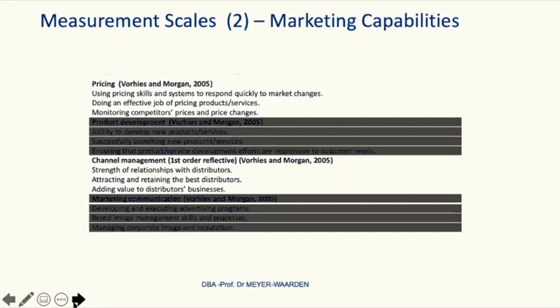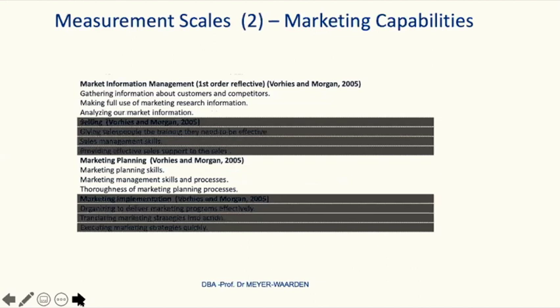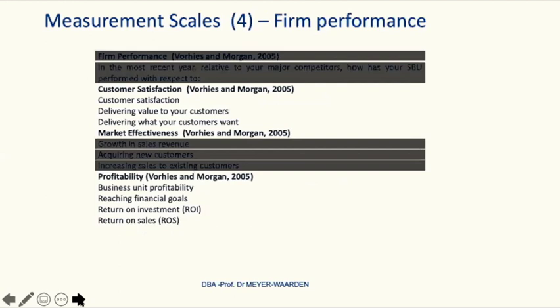We measured also marketing capabilities through pricing, product development, channel management, and marketing communication. So you can see here the different items and so on. So all the different concepts were measured with existing scales. Profitability, marketing or firm performance we measured with customer satisfaction, market effectiveness through growth in sales revenues, customer acquisition and increasing sales to existing customers. So this is how we measured it.